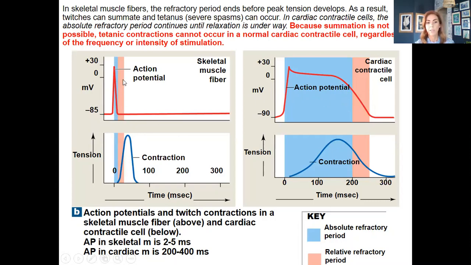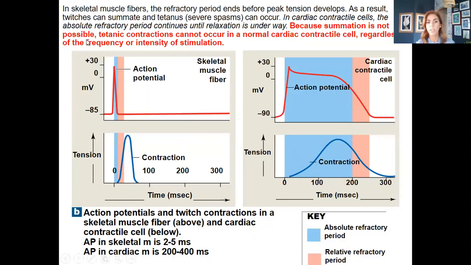And then you have this pink portion in the skeletal muscle and a larger pink portion in the cardiac muscle. The reason why this is important is because if you look down here, you'll see the action potential in skeletal muscle is about 2 to 5 milliseconds, whereas the action potential in cardiac muscle is 200 to 400 milliseconds. So there is a time difference for the action potential, but there's also a time difference in how long the absolute refractory period lasts, which means it can't be stimulated to get another action potential.